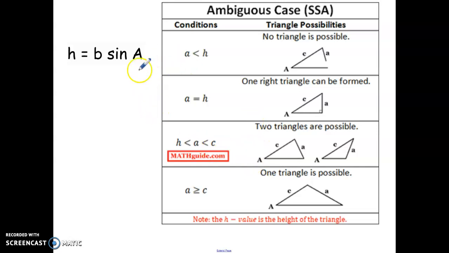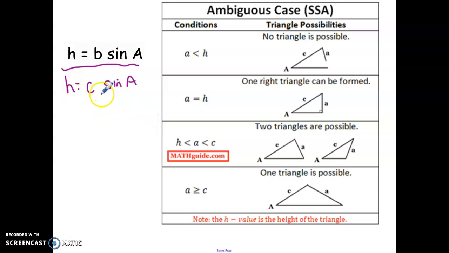And actually, what I'm going to do here is change this to make h equal c sine of a, because then it's going to make more sense with the diagram. But it definitely works the other way depending on what side you're given. We need to find our height by doing c sine of a. And then we need to compare.